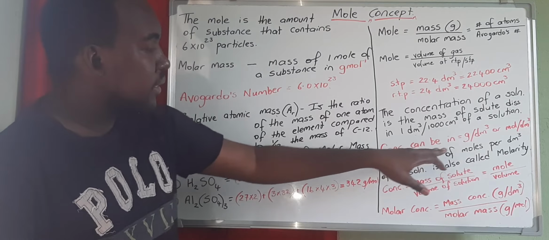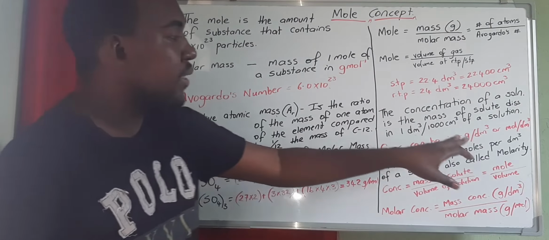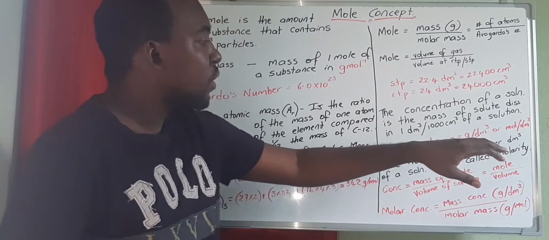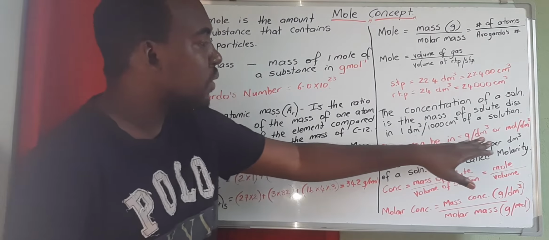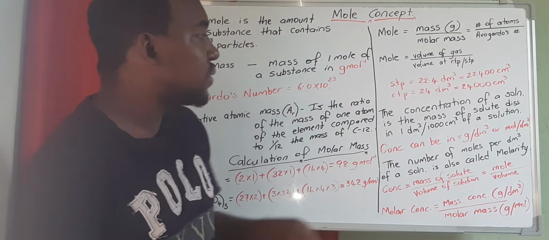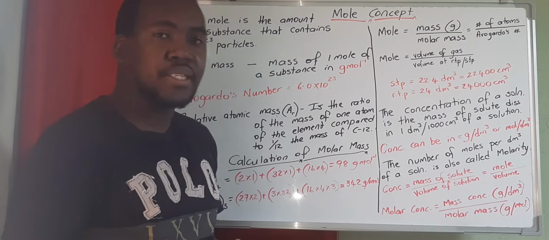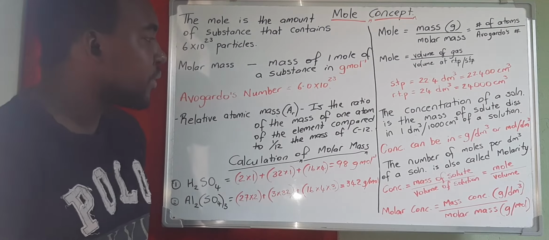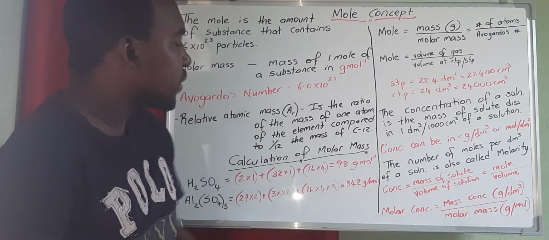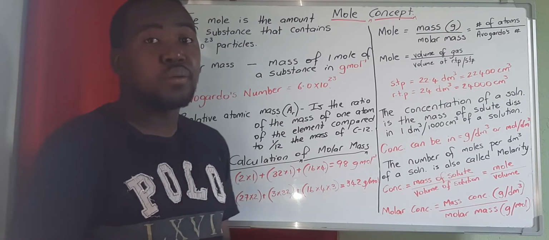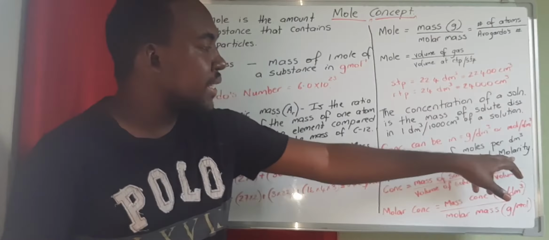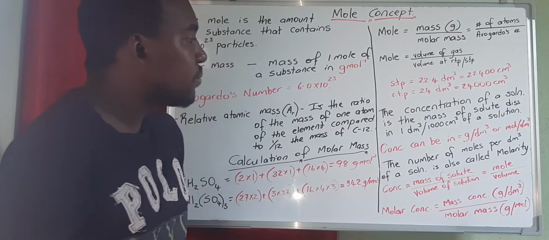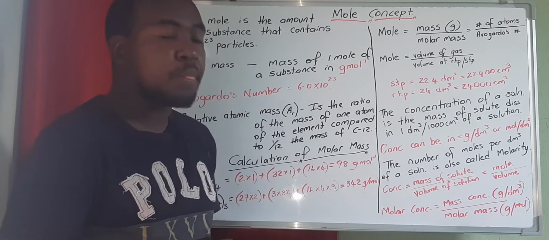Now, the concentration can be measured in a unit of gram per dm cube or mole per dm cube, right? And later on, I'll show you how you can look at the unit to tell you what equation you can generate from it. So the number of moles per dm cube of a solution is also called molarity. So the concentration of a solution is also known as molarity, and that symbol is normally a capital M, right?